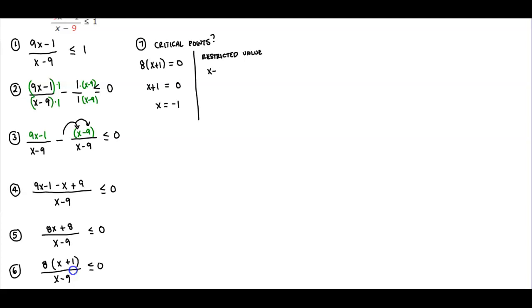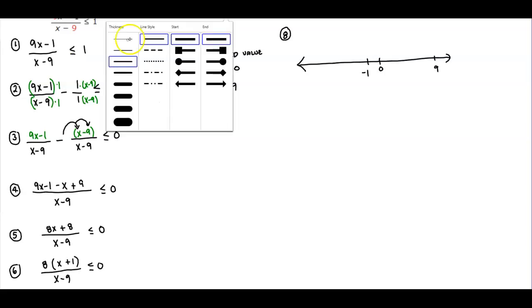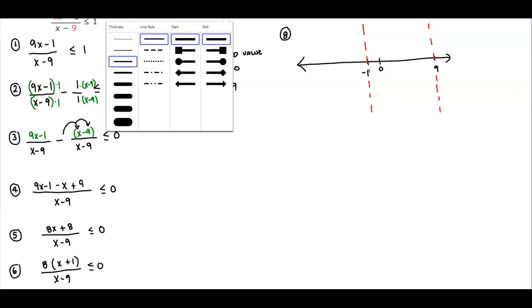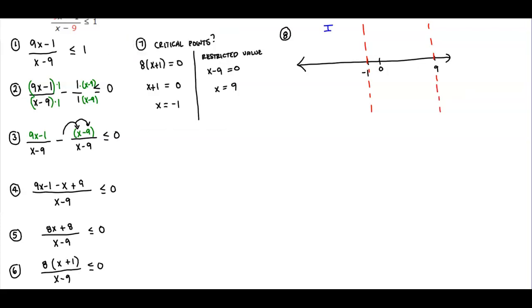In the denominator, we have a restricted value. That means we have x minus 9, and if we set that equal to 0, x is equal to positive 9. So that restricted value tells us that we cannot include this point. And if you notice, the inequality is less than or equal to. So let's go ahead and draw our number line with our critical points included. So we have negative 1, and then we have positive 9. And we're going to draw our regions: region 1, region 2, and then region 3.